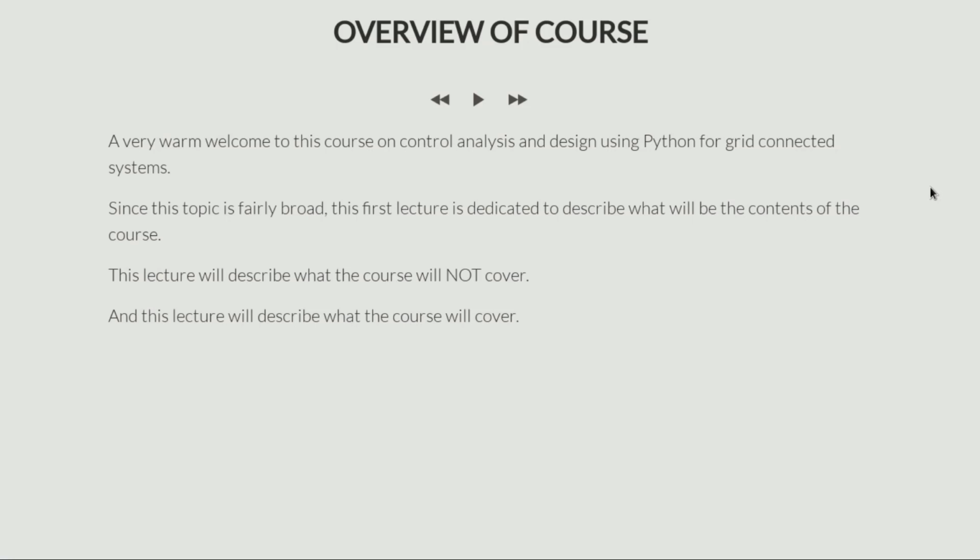So number one, this is a very broad topic, that is control in power electronics. And this is the reason why it's very important that when you have such a course, we define the scope of this course. What will this course be all about? So this lecture is actually in two parts. I will talk about, one, what the course is not about, so what this course will not cover, and I will describe what this course will cover.